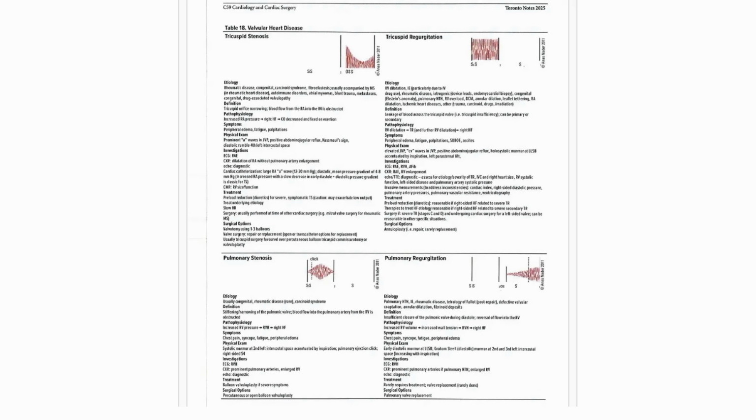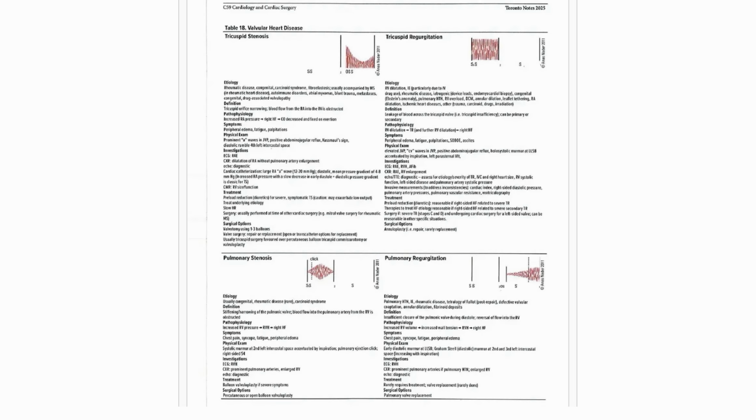Symptoms. In symptoms, patients may experience chest pain, syncope, fatigue, peripheral edema. On physical examination, key findings include a systolic ejection murmur at the second left intercostal space, increased intensity during inspiration, pulmonary ejection click, and right-sided fourth heart sound.